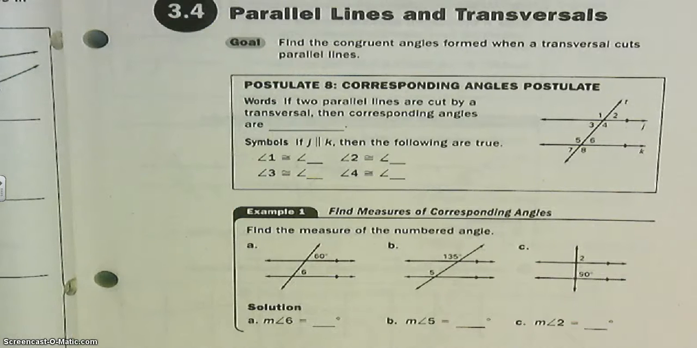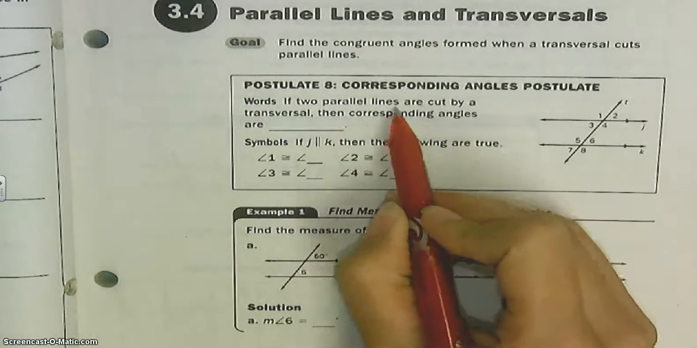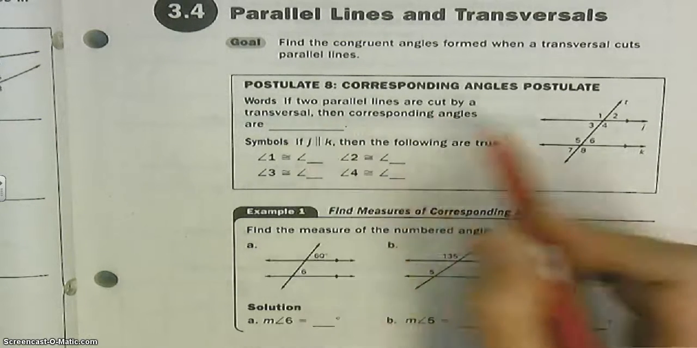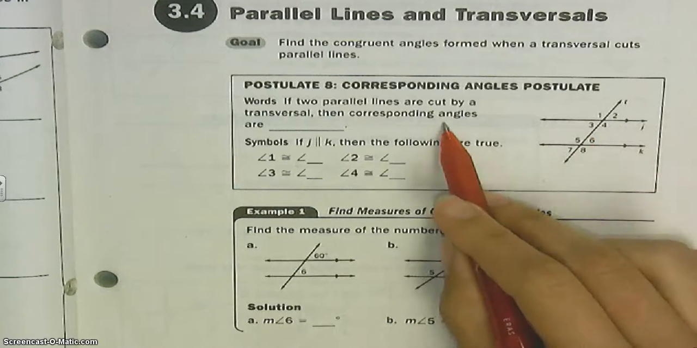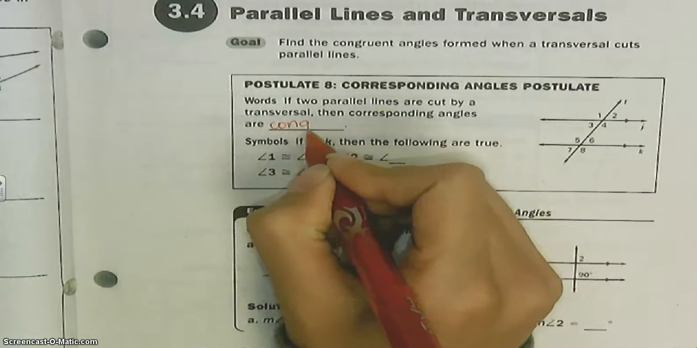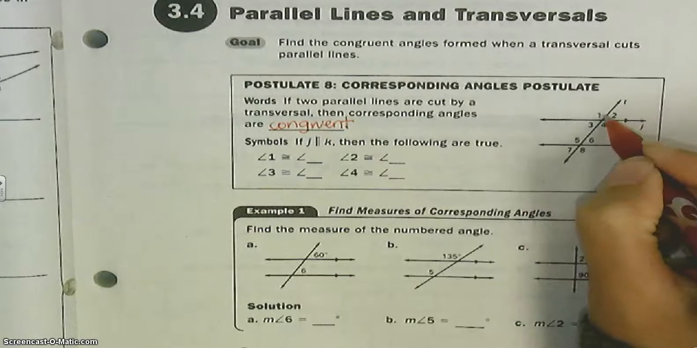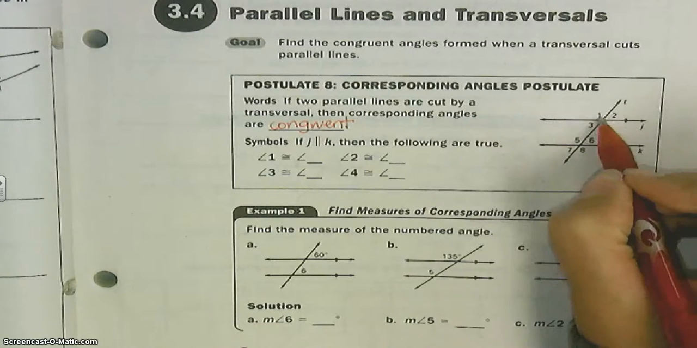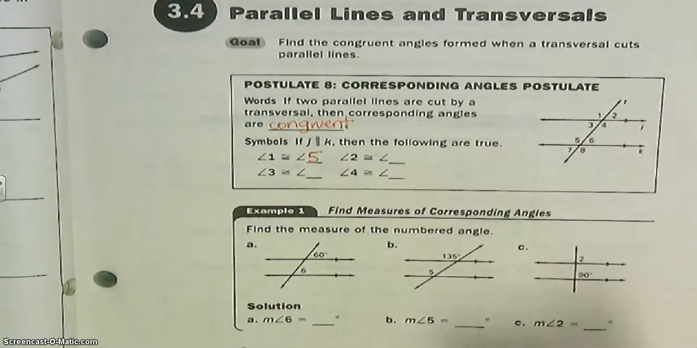The first thing we're going to talk about is what happens with the corresponding angles of parallel lines, which you did an activity on yesterday. If two parallel lines are cut by a transversal, so here's your picture, here's your transversal, the corresponding angles are congruent. They have the same measure. So 1 is the same as 5. They're in the same spot, they're corresponding, and they're congruent.